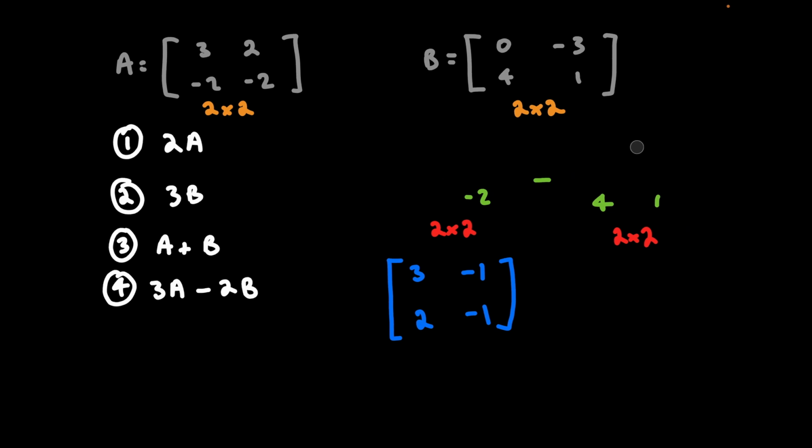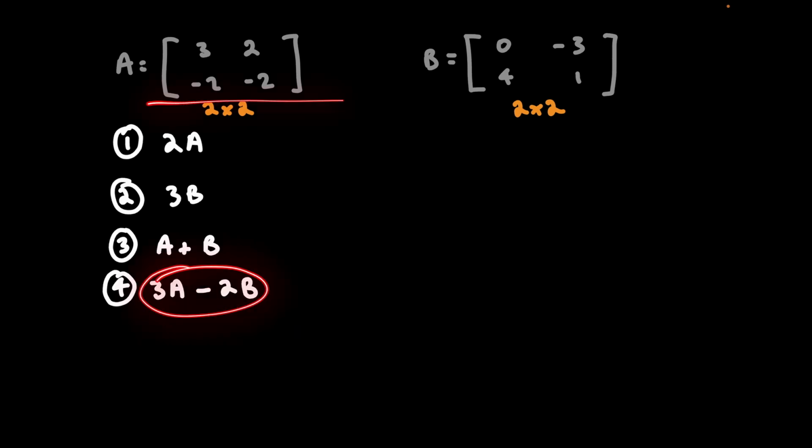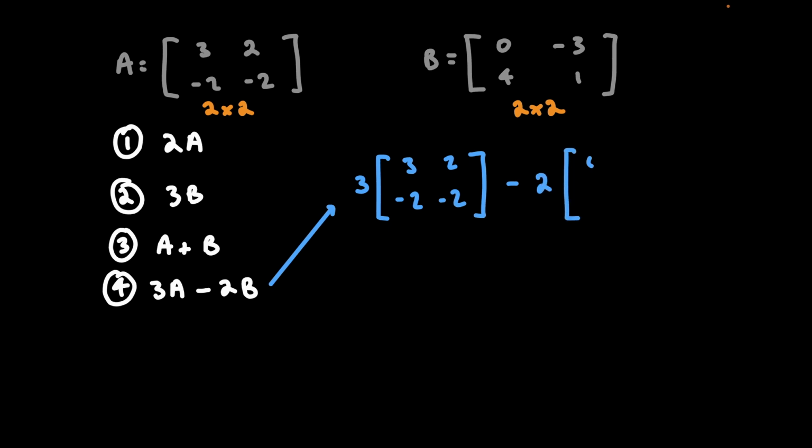Now let's have a look at question number 4. Question number 4 has multiple operations. We have to do both scalar multiple as well as a subtraction of two matrices. Let us first write down this entire statement in matrix form. If you were to write this question down in matrix form, here's what it would look like. So we would do 3 times matrix A, which in this case is 3 times 3, 2, negative 2, negative 2, minus away 2 times matrix B, which is 0, minus 3, 4, 1.